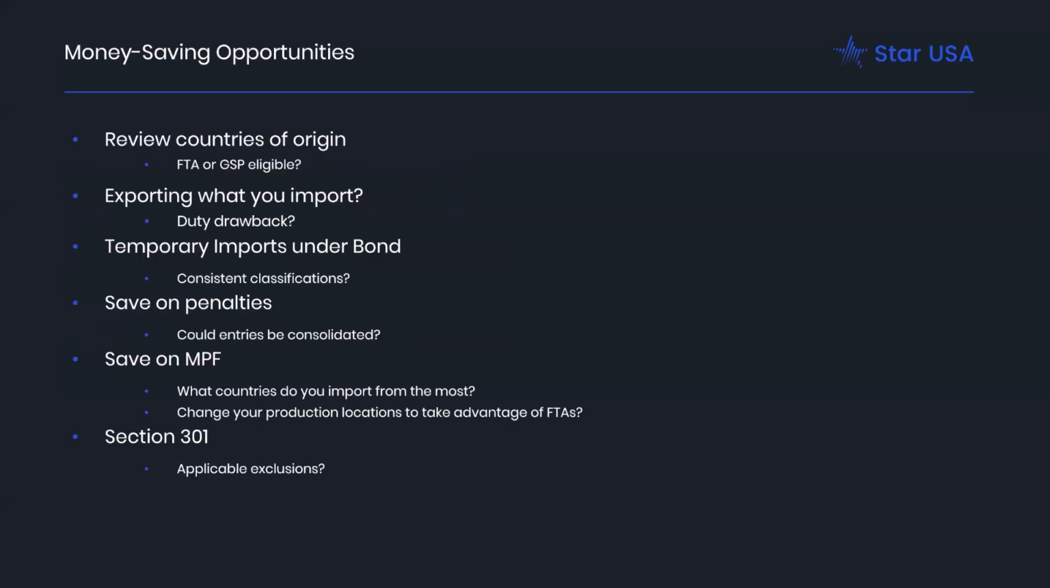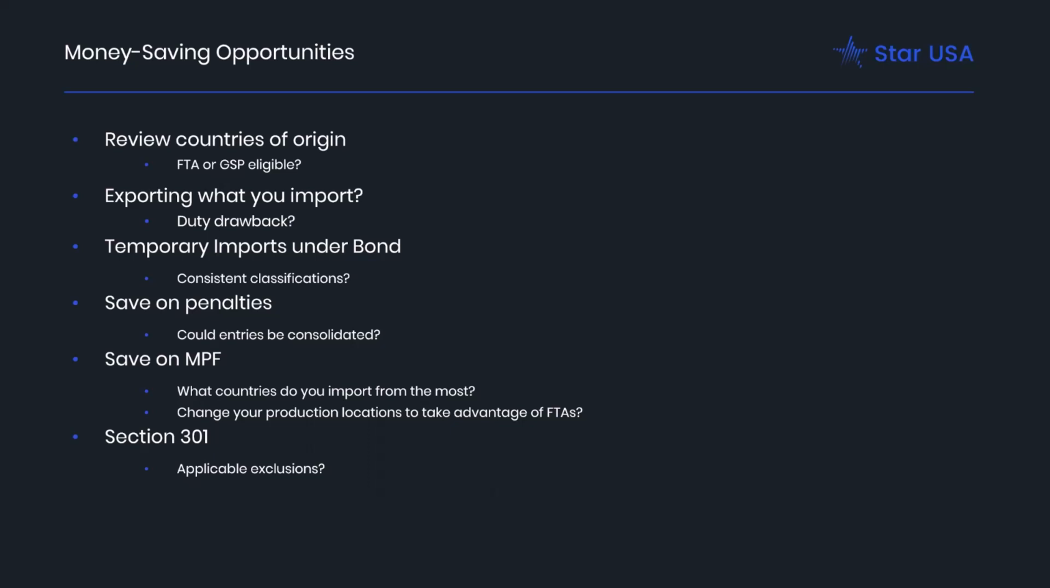You also want to look for money saving opportunities for your company. So you want to review countries of origin and see if they are FTA eligible, if the products could be brought in duty-free. If you are exporting what you import without much change to it, or even with change to it, then there's potential for duty drawback. If you are doing TIBs, make sure you're closing them out.